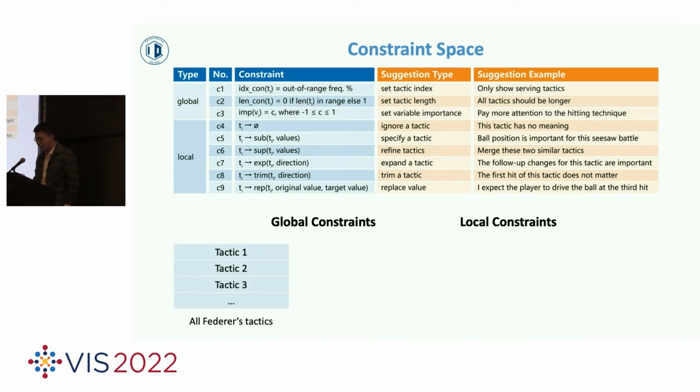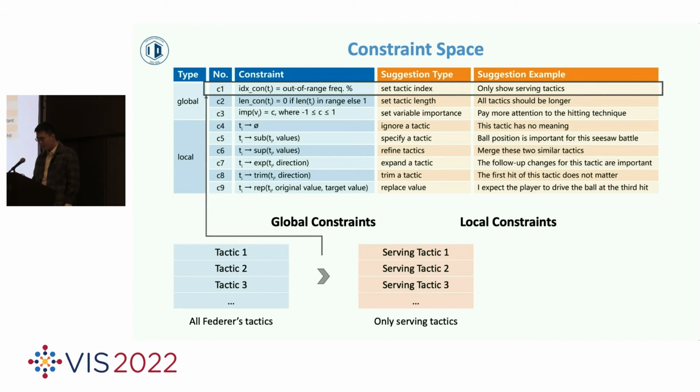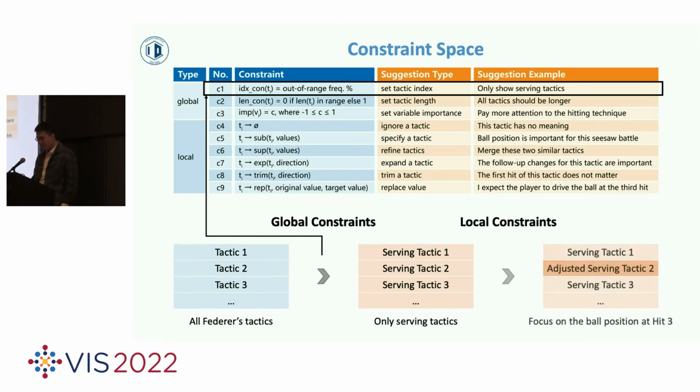For example, our system shows all tactics of Federer, and then experts may suggest focusing on Federer's serving tactics because his serve is known to be of high quality. And the suggestion will be mapped to a global constraint because it applies to the entire data. Next, experts may find that serving tactic 2 is actually a serve and volley tactic and suggest focusing on the ball position and hit 3. And this suggestion will be mapped into a local constraint, guiding our algorithm to adjust serving tactic 2 only.